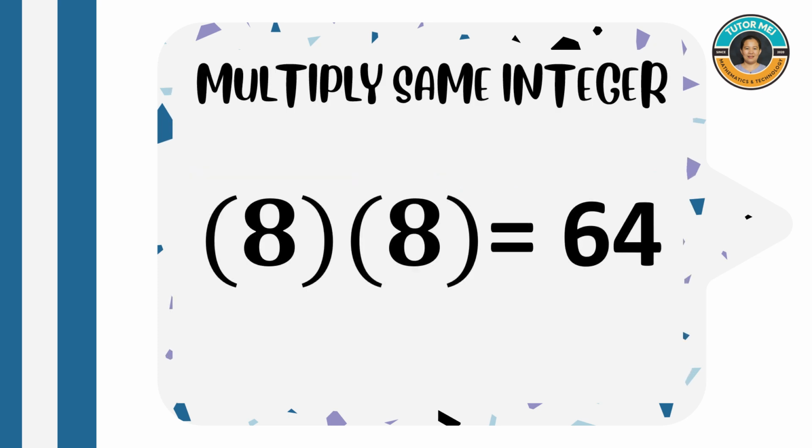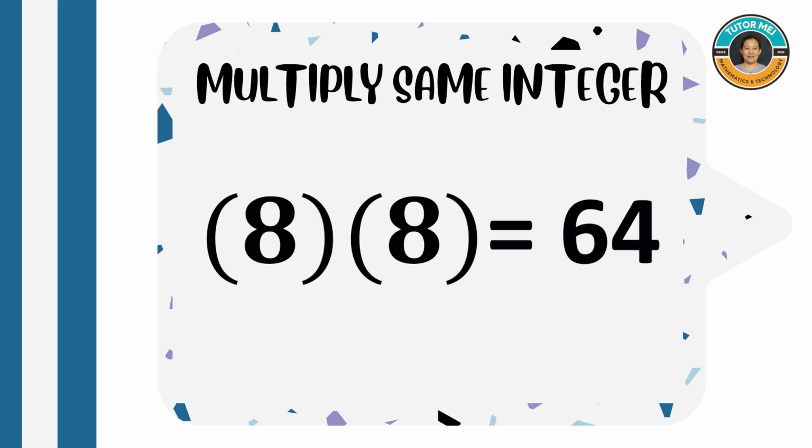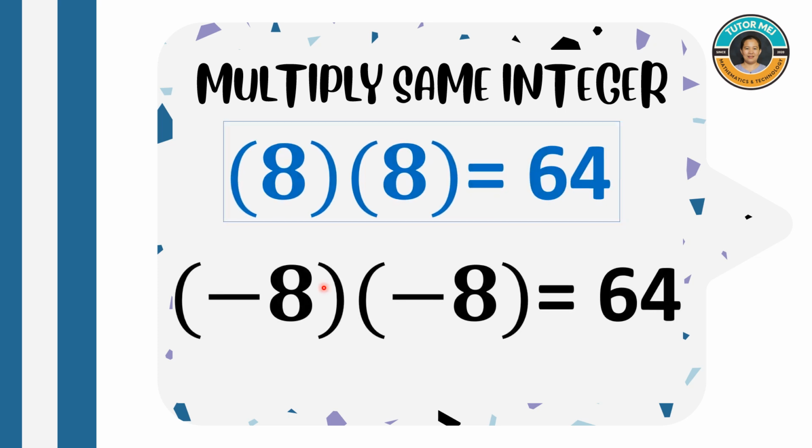Now, let us check our answer. Positive 8 times positive 8 will give us positive 64. Negative 8 times negative 8 will also give us positive 64.